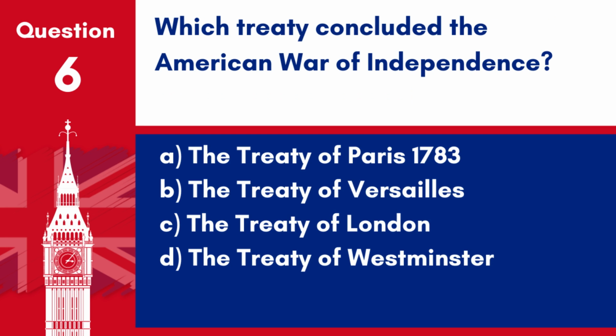Question 6. Which treaty concluded the American War of Independence? A. The Treaty of Paris 1783, B. The Treaty of Versailles, C. The Treaty of London, D. The Treaty of Westminster. Answer: A. The Treaty of Paris 1783. The Treaty of Paris in 1783 concluded the American War of Independence, recognizing the independence of the United States.